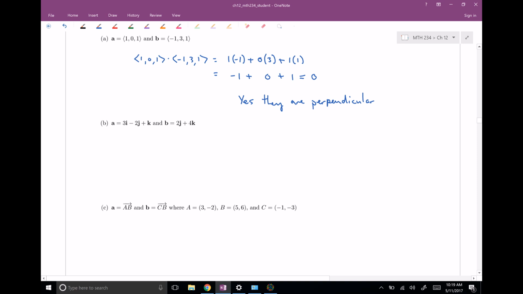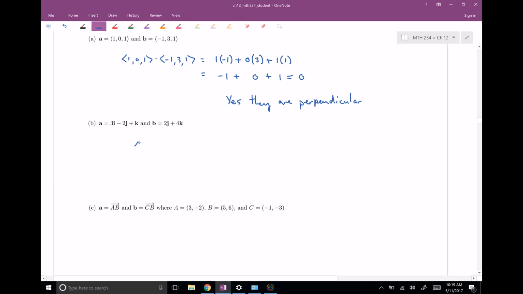Let's try another one. Here we have written out in the linear combinations. Quite often when I see this, I actually like to transform them into, right, 3, negative 2, 1, dot, 0, 2, 4, IJK, right? There we go. So the dot product, we have 3 times 0, 0. We have negative 2 times 2, negative 4. And we have 1 times 4, 4. So this is equal to 0. They sum to 0. So again, the answer is yes. They are perpendicular.